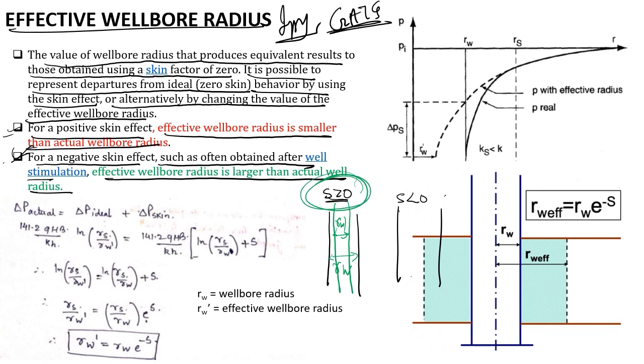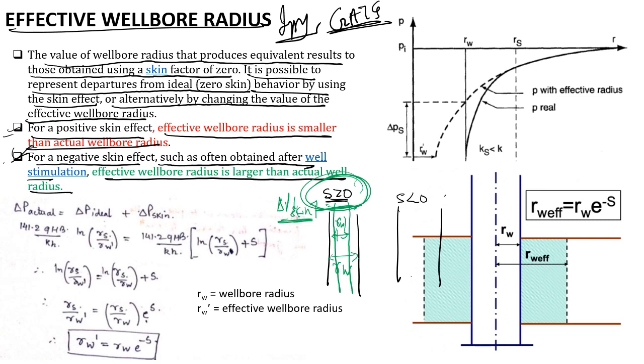Again, because of positive skin, I know that my delta P skin will rise. The additional pressure drop will rise. Now, to account for this additional pressure drop, I have considered that my wellbore radius is small. The effective wellbore radius is small. This is my skin greater than 0 case.